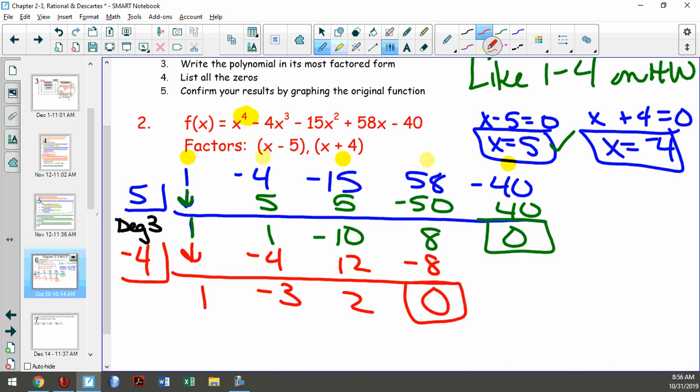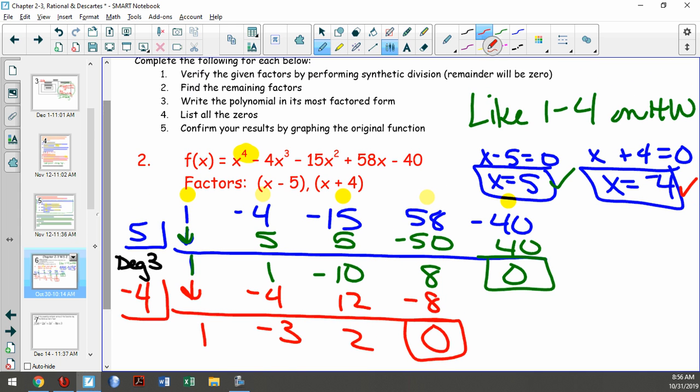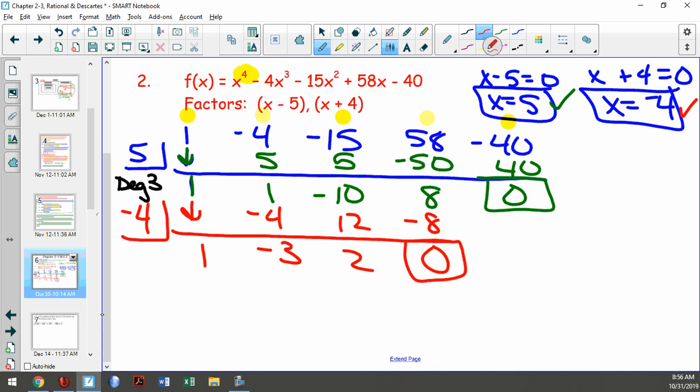What did I just prove now? That this is also a factor. So I verified that they're factors by doing synthetic division. What's number 2 say I need to do? Find the remaining factors. Once I've done synthetic division once, it dropped it down to degree 3. Now I did synthetic division again, so what is that going to drop that down to? A degree 2. Do we see that, yes or no?